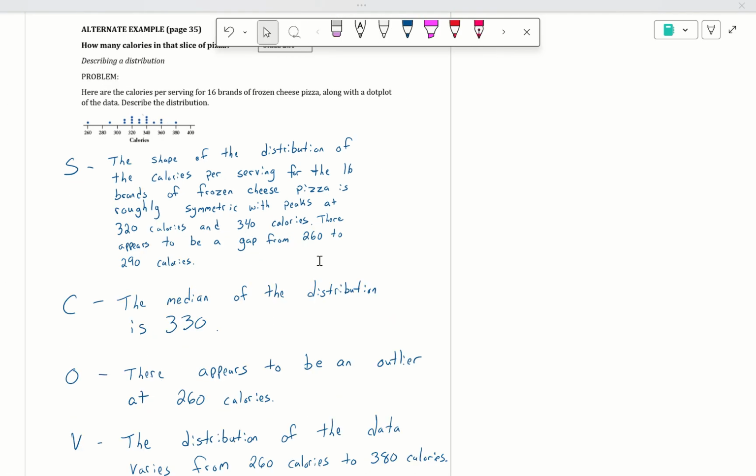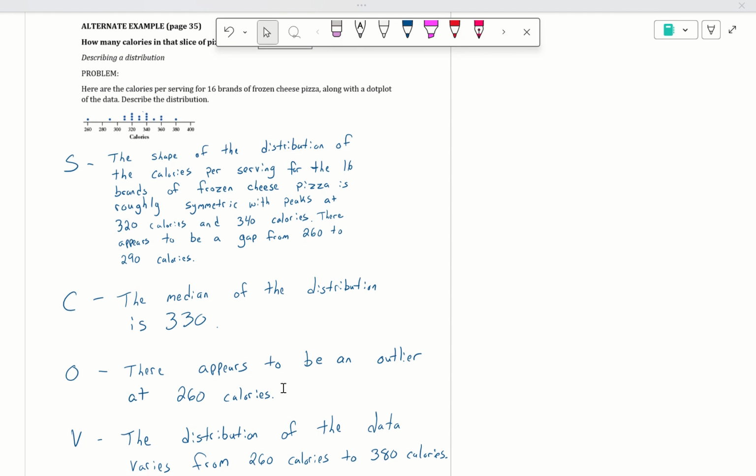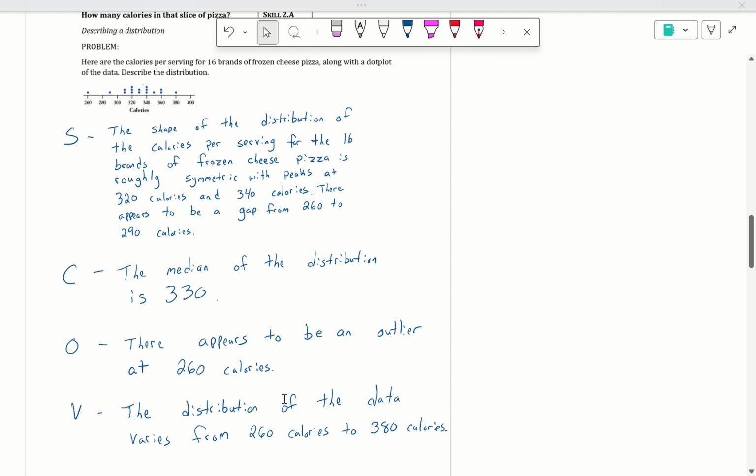Outliers, there appears to be an outlier at 260 calories. You see that down there. We don't want to use definitive language. There's a way to definitively say that we have an outlier. We're going to learn that in section 1.3, but not right now. And then variability, the distribution of the data varies from 260 calories to 380 calories. Lean on that word varies when it comes to variability.